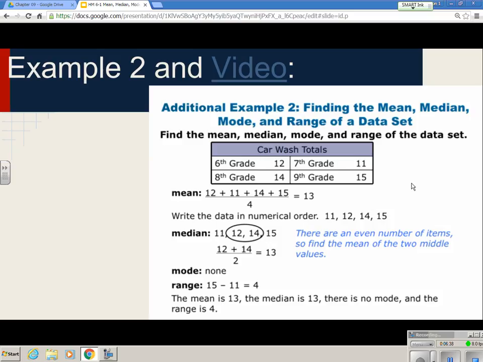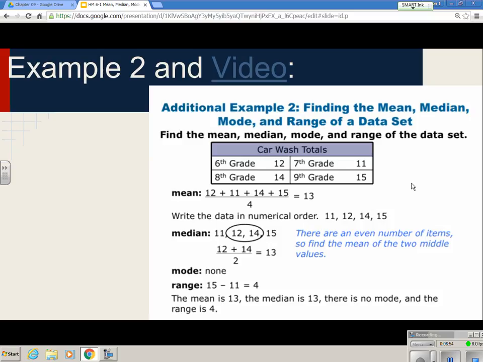So add 6th grade's 12, 7th grade's 11, 8th grade's 14, and 9th grade's 15. Okay? When you add those up, you then have to divide by 4 because there's 4 things there. So the mean is 13.